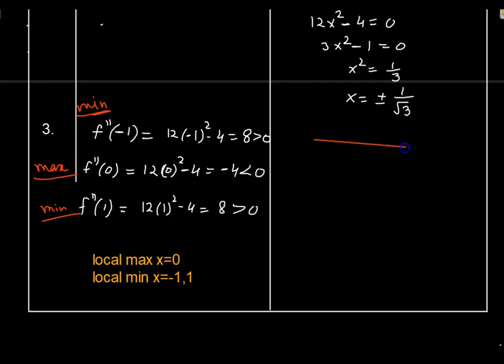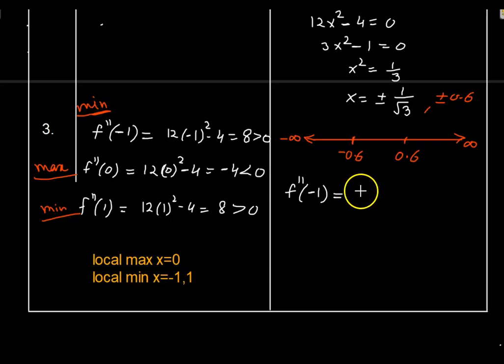For concavity, we draw the number line and get the intervals on this number line using the possible points of inflection. There are two possible points of inflection, negative 1 over root 3 and positive 1 over root 3. 1 over root 3 is approximately 0.6. So we can write that as negative 0.6 and positive 0.6. First we check the first interval from negative infinity to negative 0.6. For that we can use a negative 1 as the testing point.